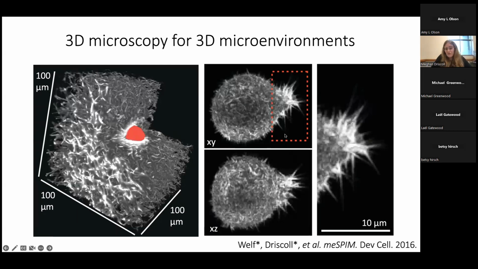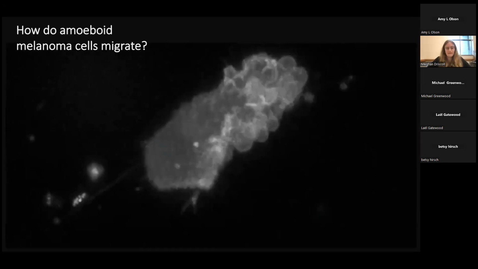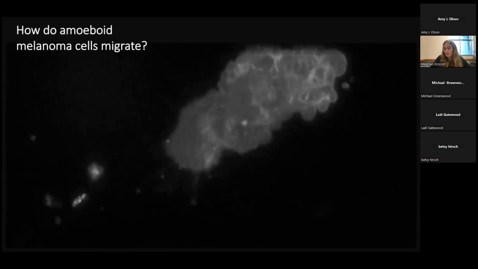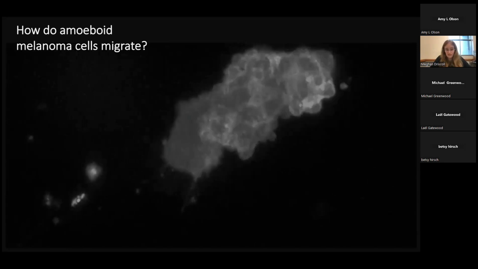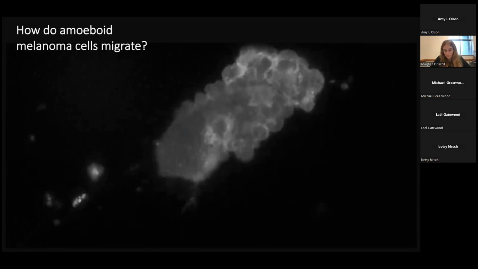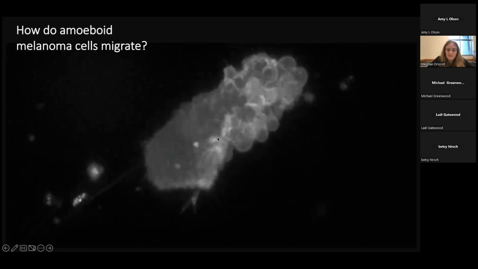You can see that unusually for a fluorescence microscope, these cells are live, they're moving. Our Z resolution is nearly the same as our XY resolution, and that makes it much easier to understand what's going on here. Okay, so now we can image the melanoma cells in a soft environment and try and begin to figure out how they're moving. Right, this is again a melanoma cell.